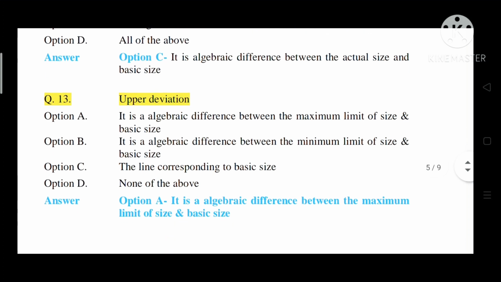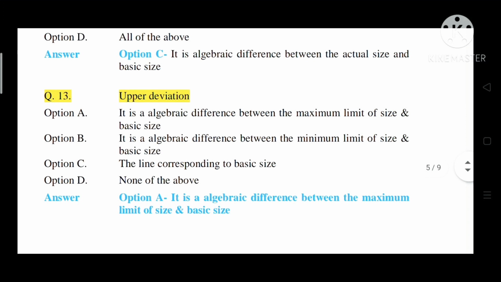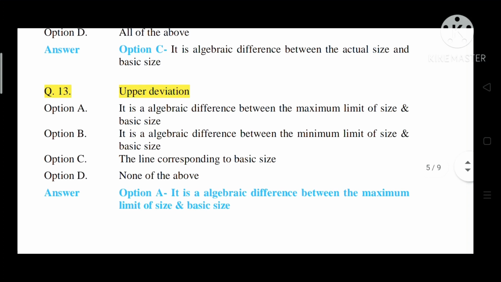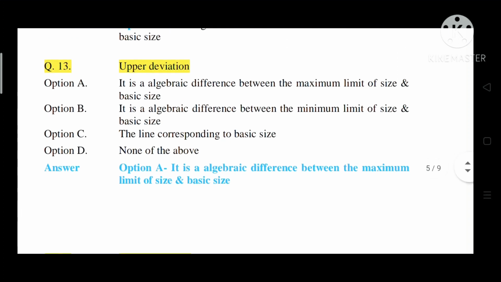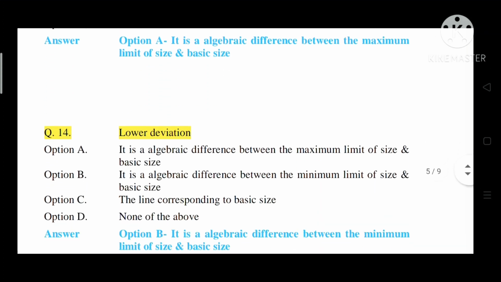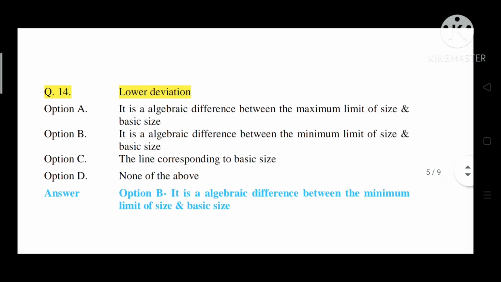Question number 13. What is upper deviation? Option A, it is the algebraic difference between the maximum limit of size and basic size. Option B, it is the algebraic difference between the minimum limit of size and basic size. Option C, the line corresponding to basic size. Option D, none of the above. So correct answer is option A, that is, it is an algebraic difference between the maximum limit of size and basic size.